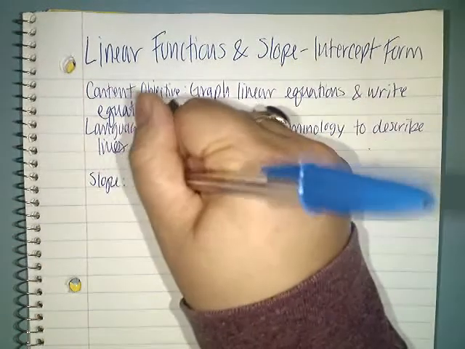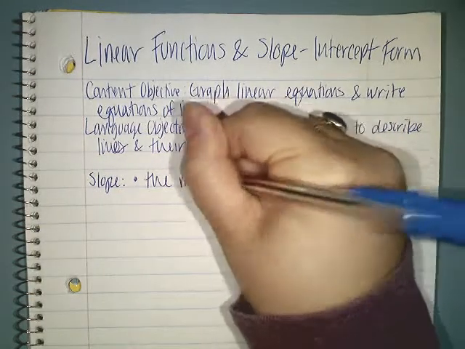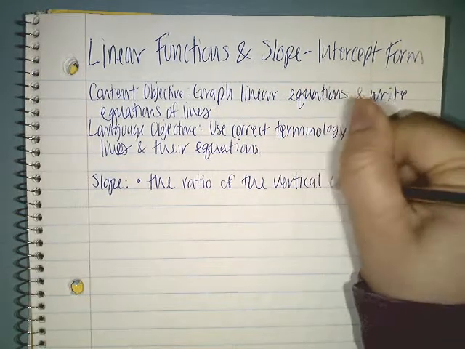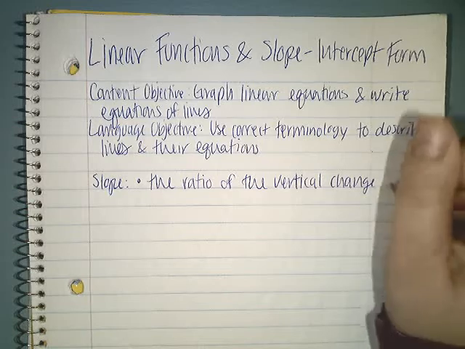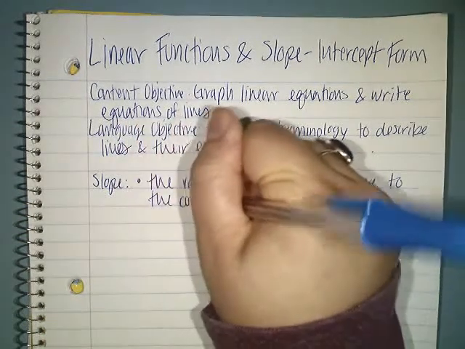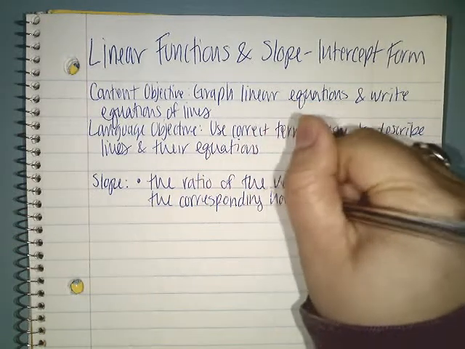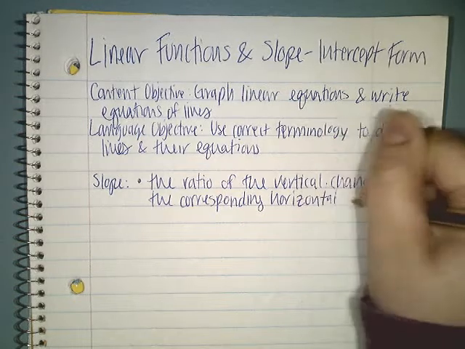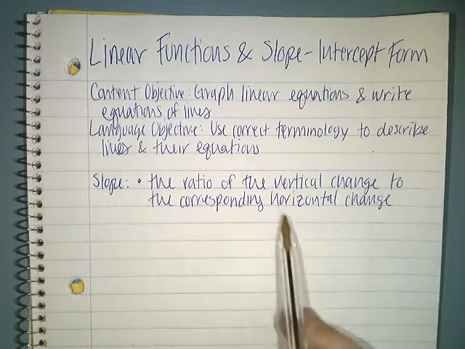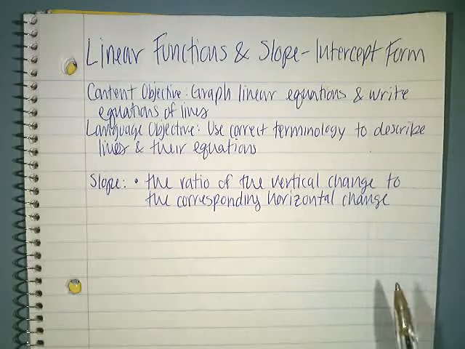through the details. So slope is the ratio of the vertical change to the corresponding horizontal change. So if you don't recall, this is just rise over run, so it's how much it goes up and down, vertical, over how much it goes left and right, horizontal.